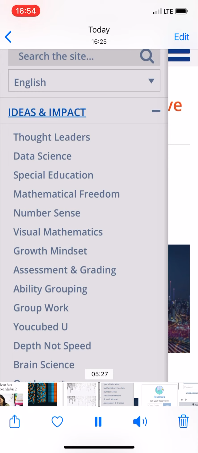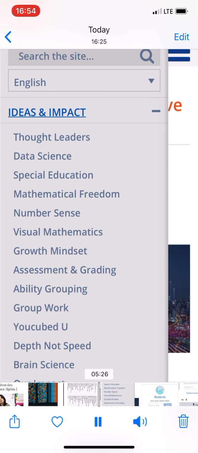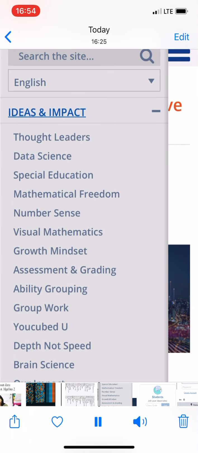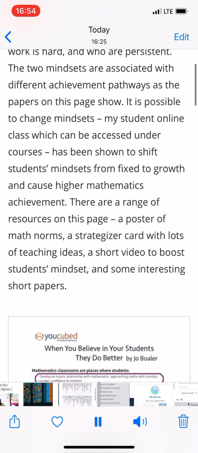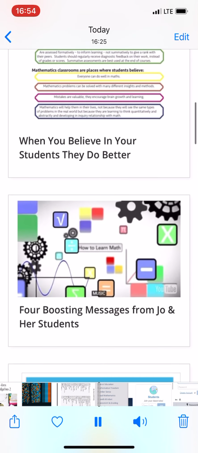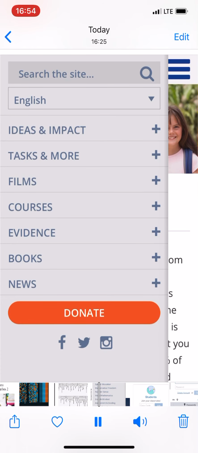If you hit that ideas and impact bar, you get special ed advice for math, assessment, number sense, and mathematical freedom, which is what she calls the idea of being able to think for yourself and to express your understanding of the mathematical content in your own way rather than a prescribed method that must be done. Depth over speed. We've all heard before that if you just skim over the top of all the curriculum, there's no enduring understanding. There's no lasting knowledge.